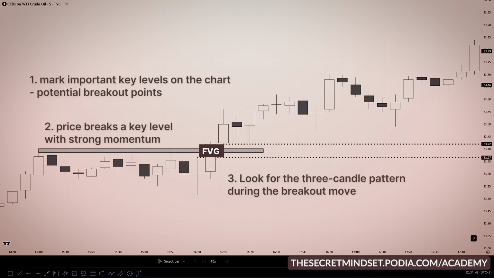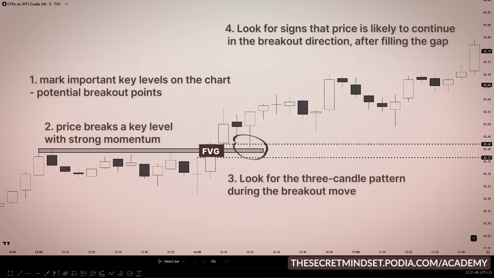After the breakout and gap formation, price will often retrace to fill the gap. As price approaches the fair value gap, get ready for a potential trade entry. Look for signs that price is likely to continue in the breakout direction after filling the gap. This could be a reversal candlestick pattern or a bounce off the broken level. Once you have confirmation, enter in the direction of the original breakout.